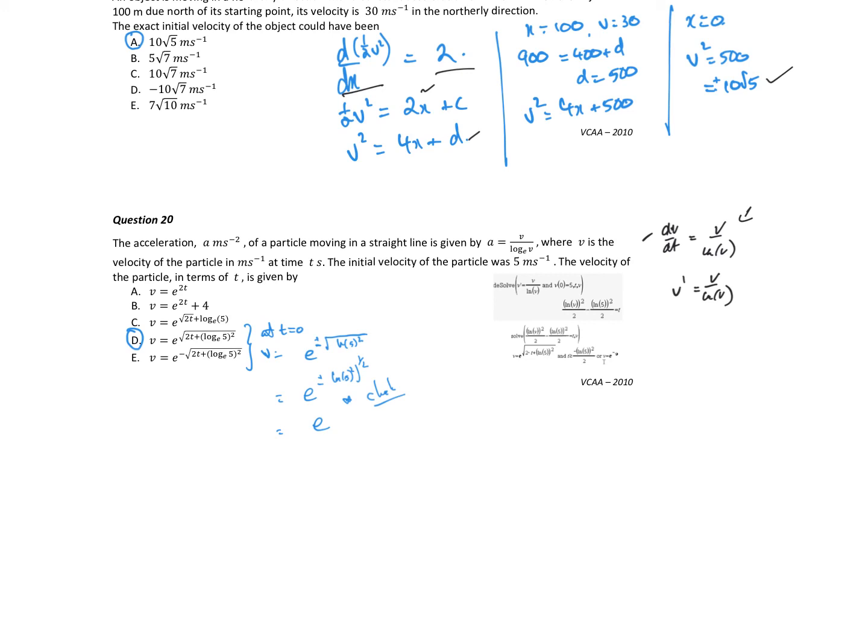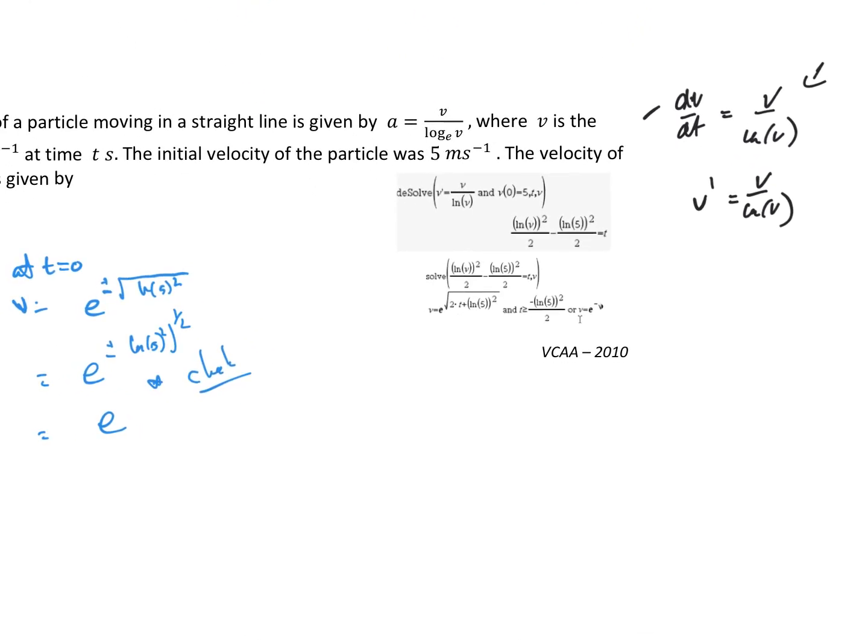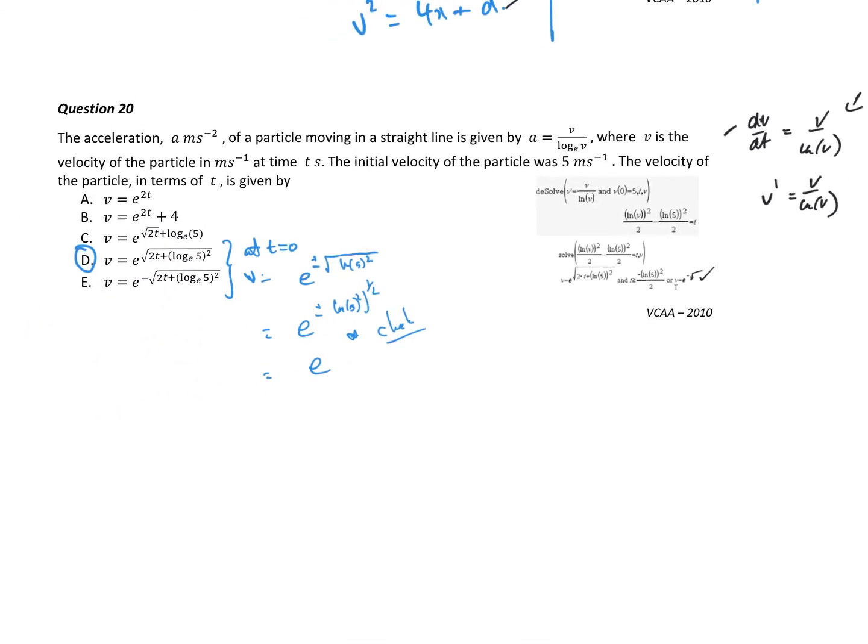If we put our initial conditions in, we get v is equal to e to the positive square root, or we also get e to the negative square root, and I haven't put the rest of the calculator printout there. Which is both of these options.